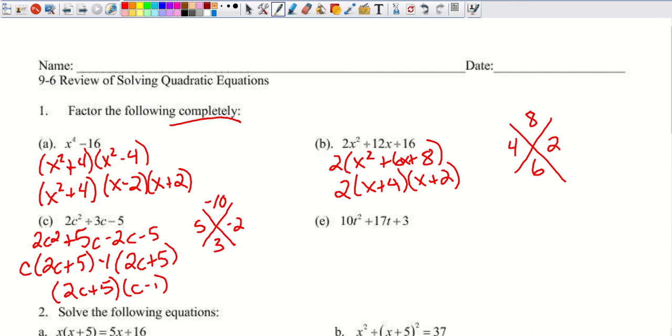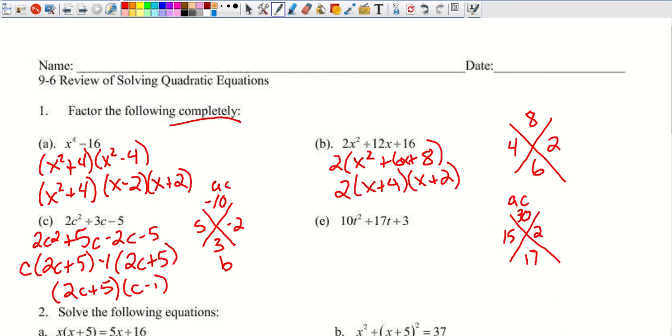Okay, same thing for number 10. Don't have a GCF here. So this is going to be a factor by grouping question. All right. So we want to multiply a times c on the top. So that's how we got the negative 10. And then b on the bottom, which is where the 3 came from. So 10 times 3 is 30, right? And I want to multiply to 30 and add to 17. And in this case, it's going to be 15 and 2.